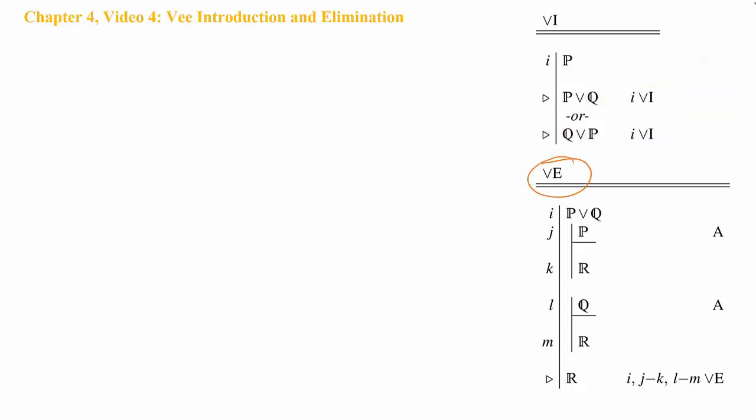Now a preview of or elimination. This is one of the more complicated rules because it requires three pieces: a disjunction and two subderivations. Basically, what this rule tells you is if you have the disjunction p or q, and then with two separate subderivations you can show that p leads to some element r and q also leads to the same element r, then those three pieces together get you to that formula r. And then we would cite the original disjunction and the two subderivations. We'll come back to this in a few minutes and talk about it at length.